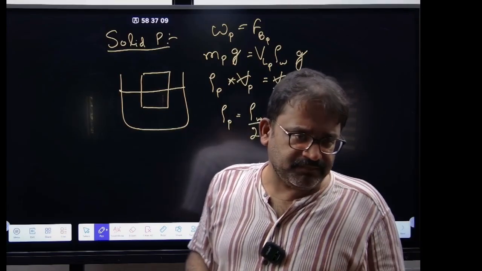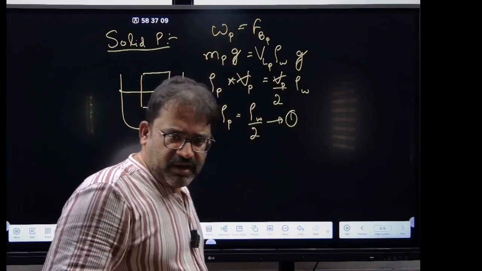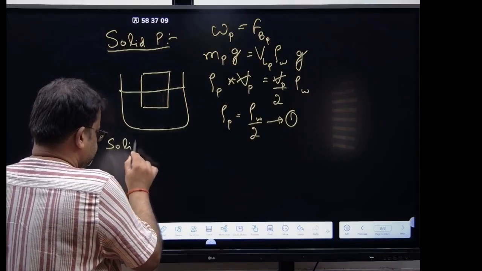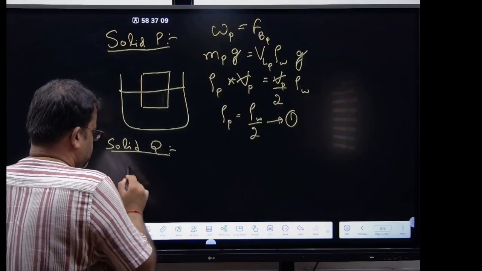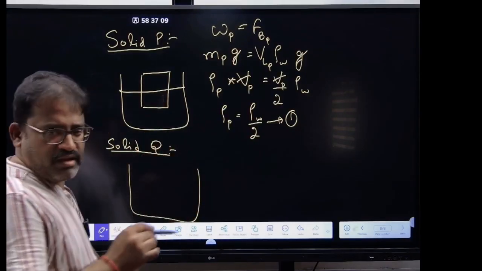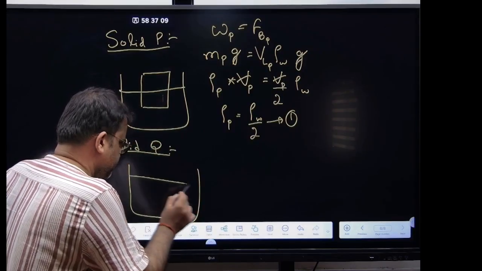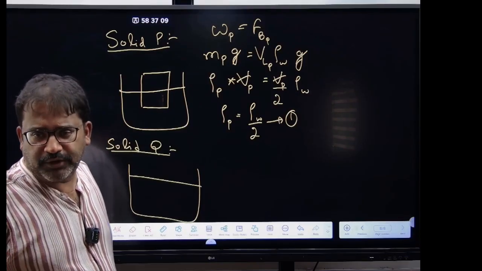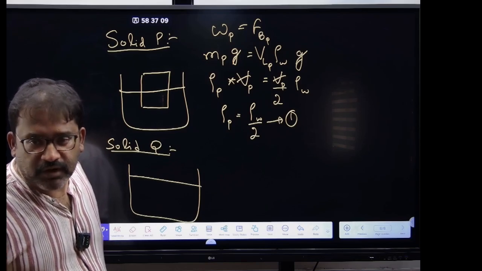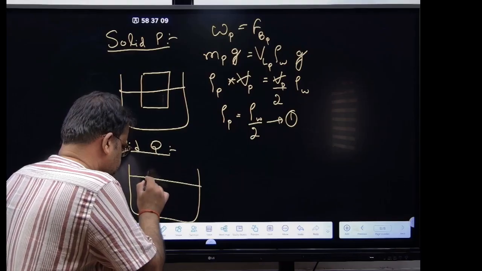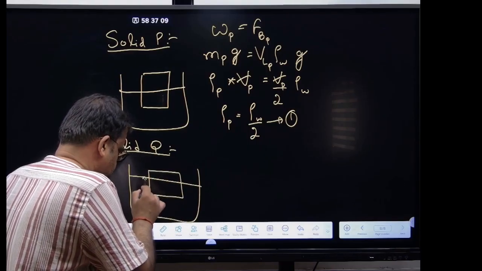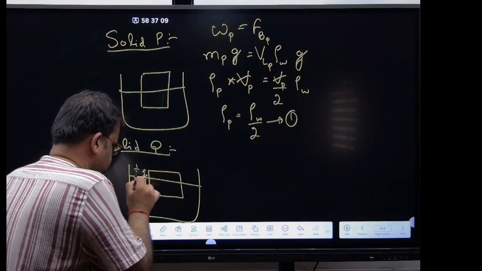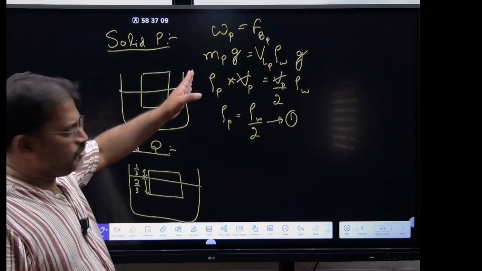So this is for solid P. Now let's go for solid Q. We take water again. How many parts of the solid Q are immersed inside water? 2/3. That means this is 2/3 and this will be 1/3. Correct? Now we are going to do the same thing.